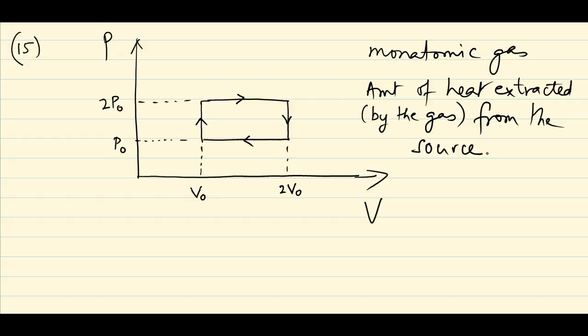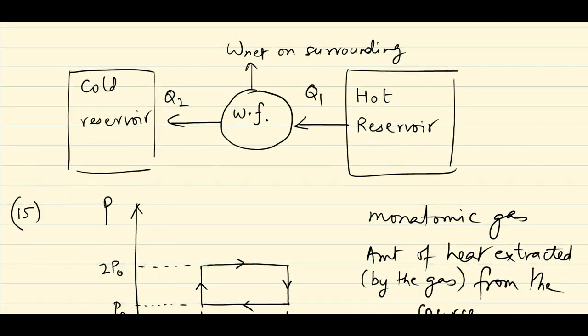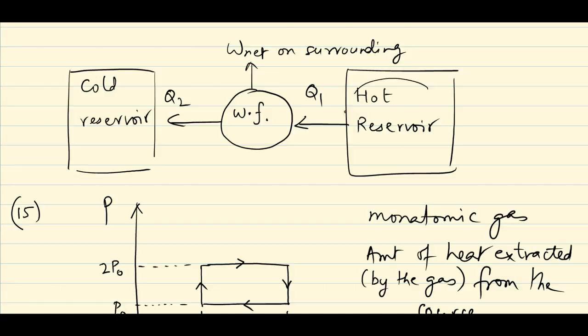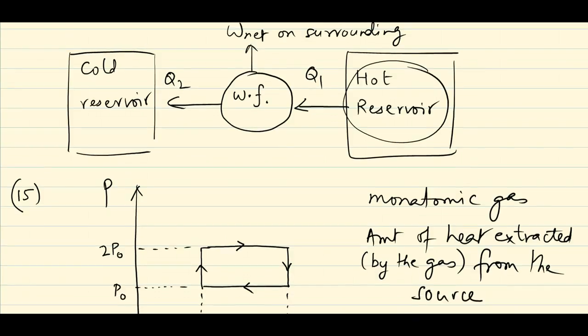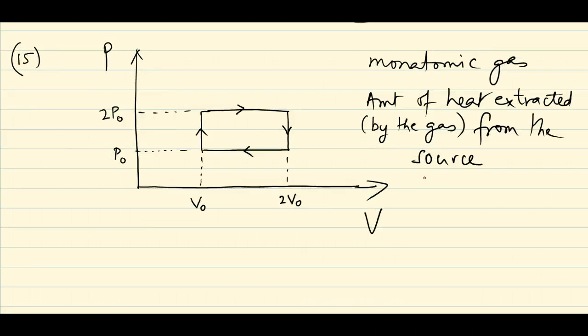Now by the source, what is meant is the following. If you look at this block diagram of a heat engine, the source of heat would be the hot reservoir. So basically, when it is asked to find the amount of heat extracted from the source, they are asking you what is the value of Q1. So remember, to find Q1, you must identify which of these branches, I'll call them 1, 2, 3 and 4, correspond to heat being supplied to the gas.